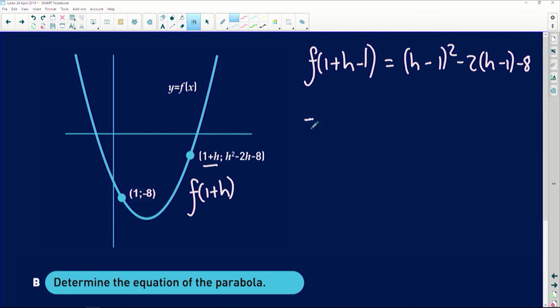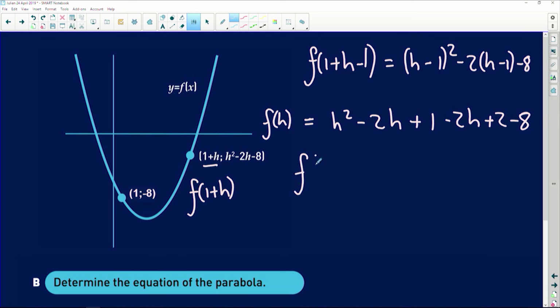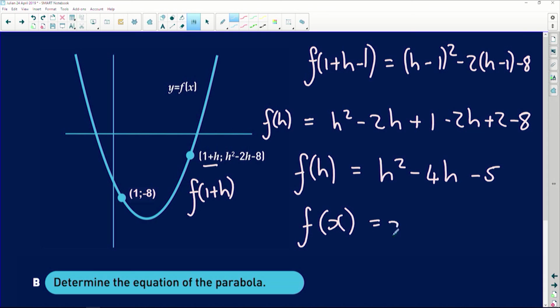So we're going to have f of h, which is what we're looking for. This simplifies to f of h equals h squared minus 2h plus 1, then minus 2h plus 2 minus 8. If we simplify this a bit further, we have f of h equals h squared minus 4h minus 5. If we substitute in our f of x, we have x squared minus 4x minus 5, and that there is the equation of our parabola.